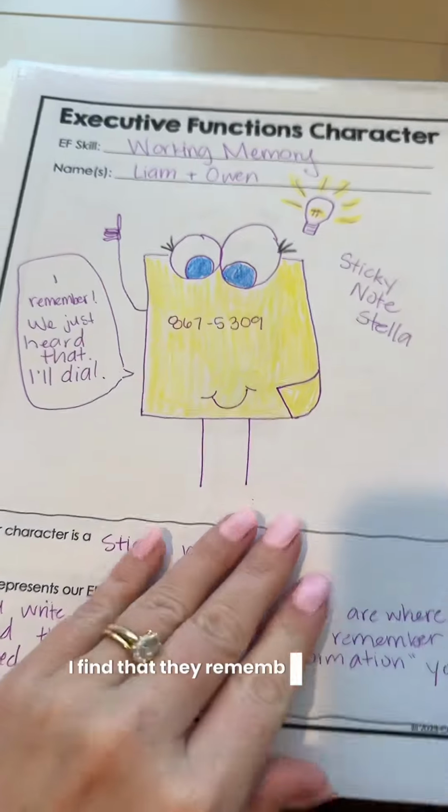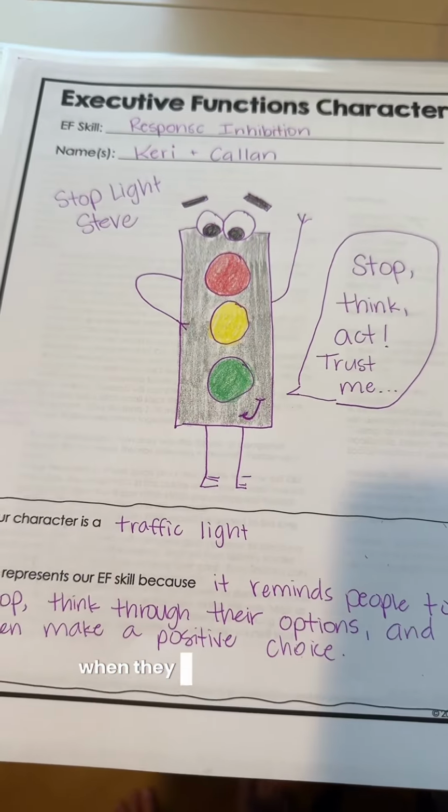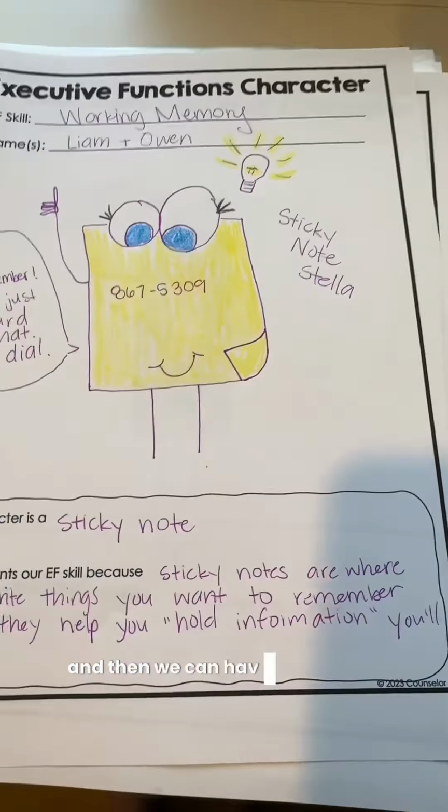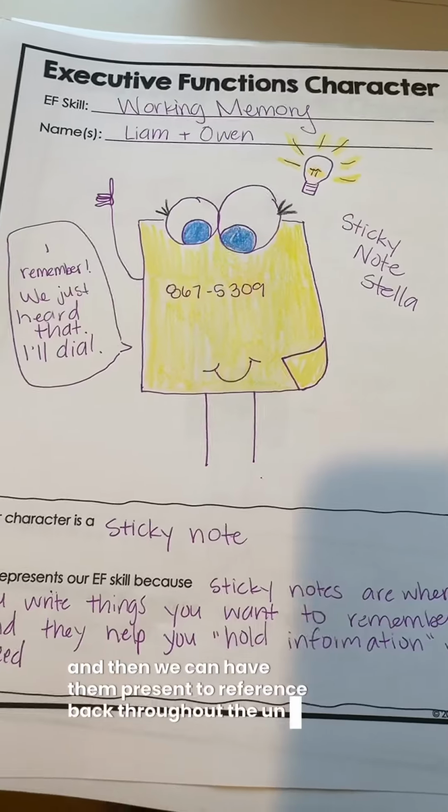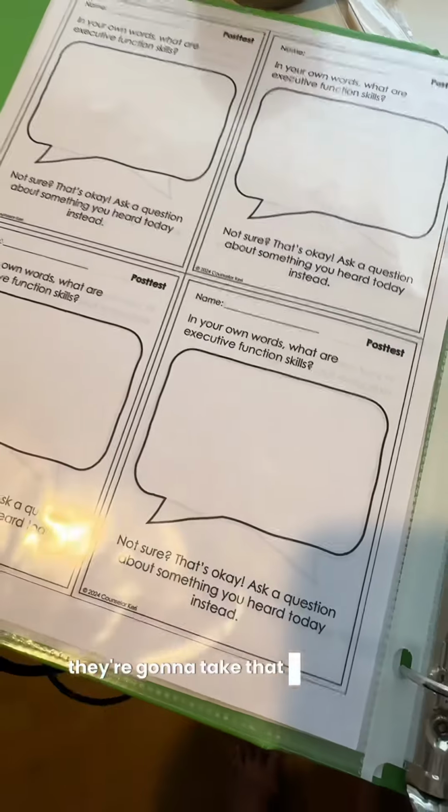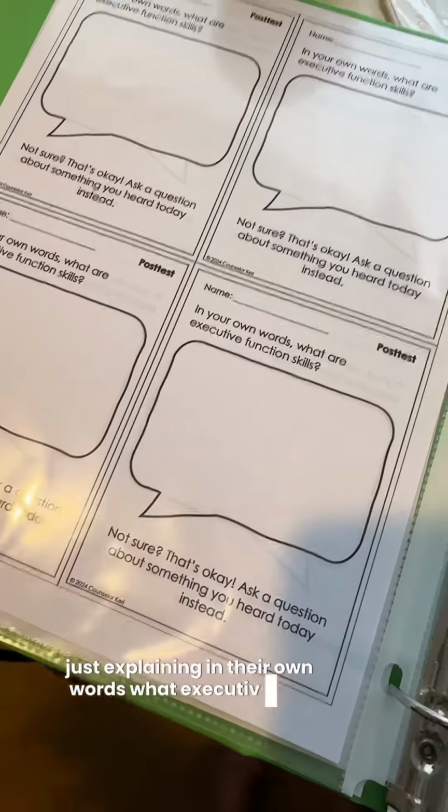I find that they remember what each of the skills are way better when they design characters to represent them, and then we can have them present to reference back throughout the unit. At the end of the lesson, they're going to take that post-test that they started in lesson 1, just explaining in their own words what executive function skills are.